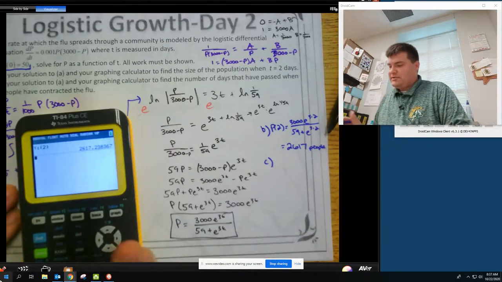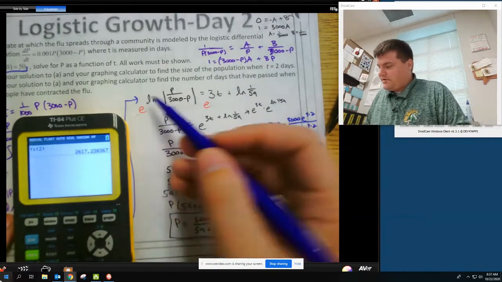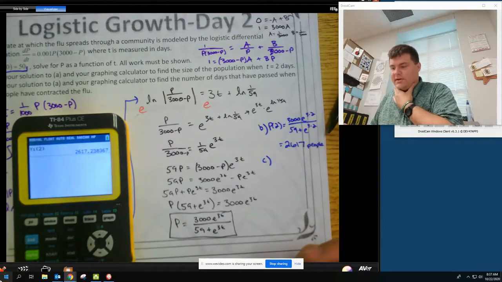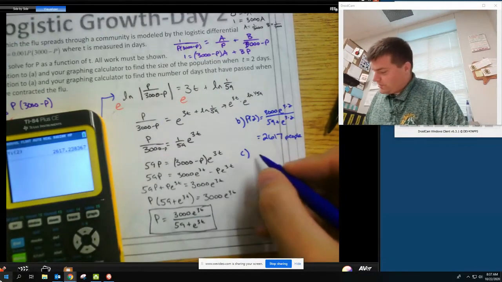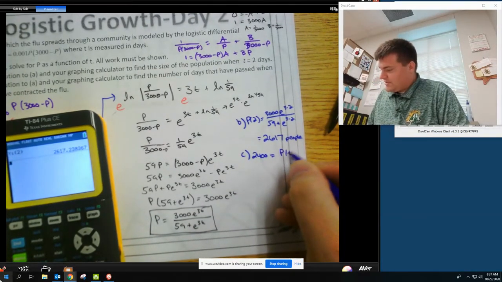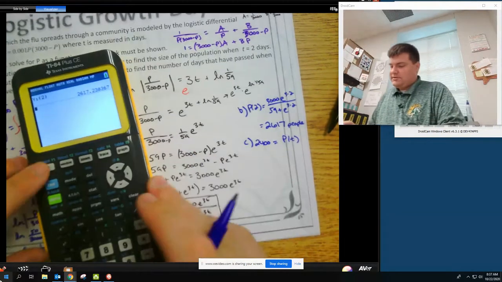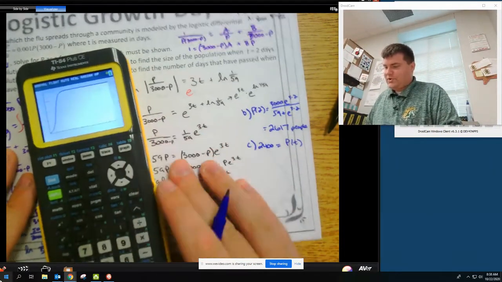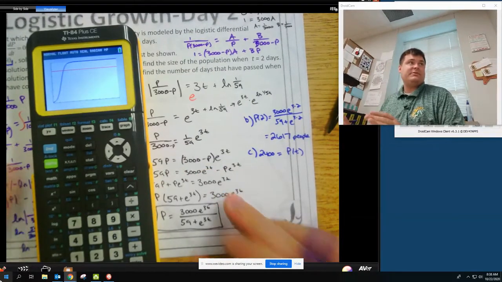And then part C, use your solution and your graphing calculator to find the number of days that have passed when 2,400 people have contracted the flu. So now we're going to do 2,400 equals this graph. I'll just say P of T, so I have to write it all over again. So all you're going to do is go to your y equals, type this number in, graph it, find the intersection. That's all we're doing.